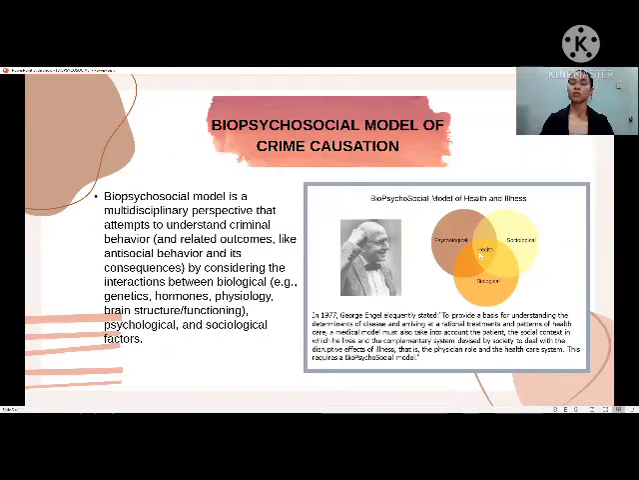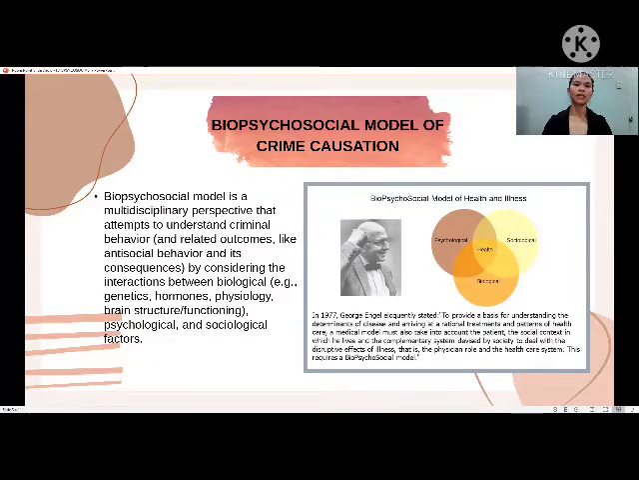The biopsychosocial model of crime causation: in 1977, George Engel eloquently stated that to provide a basis for understanding the determinants of disease and arriving at rational treatments and patterns of healthcare, a medical model must also take into account the patient, the social context in which he lives, and the complementary system devised by society to deal with the disruptive effects of illness. That is the physician role and the healthcare system. This requires a biopsychosocial model.